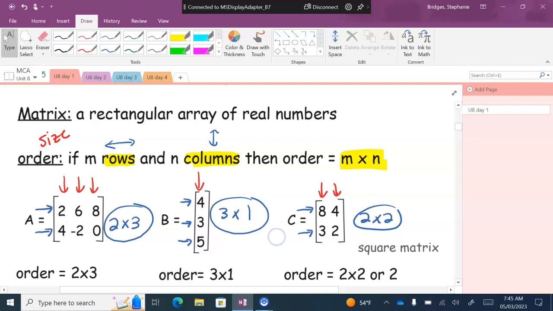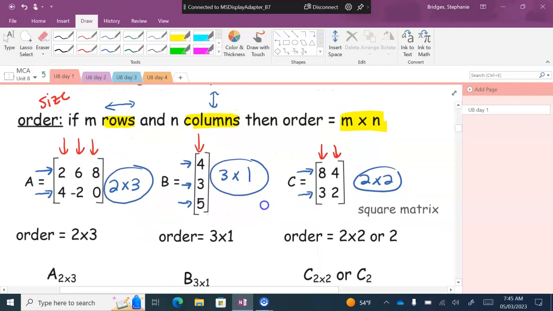And then I just have the order written under those that we've already done. The order of A was a 2 by 3. The order of B was a 3 by 1. And the order of C is a 2 by 2. Or with a square matrix, since the number of rows and the number of columns are the same, you could also just call the order 2. Okay.